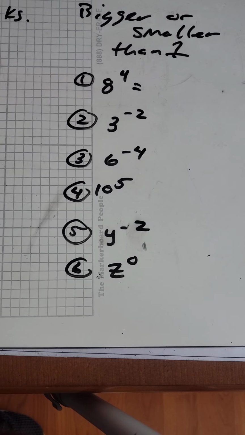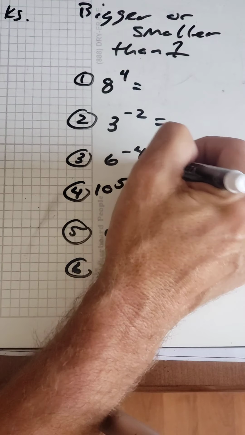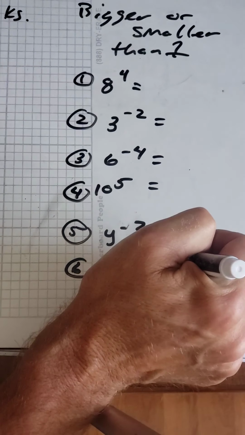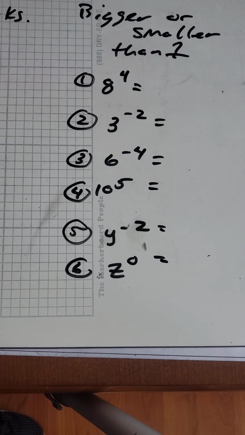Okay, so there you go. You're looking at these numbers here, and all you're saying is whether this number is going to be bigger or smaller than 1. I'll give you guys a chance to do those, and then I'll go ahead and put the answers. You might want to pause and then go ahead.